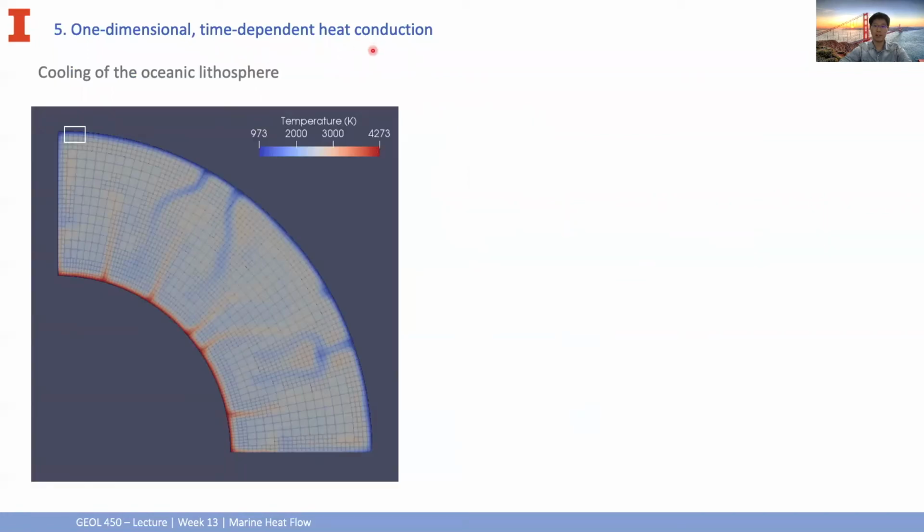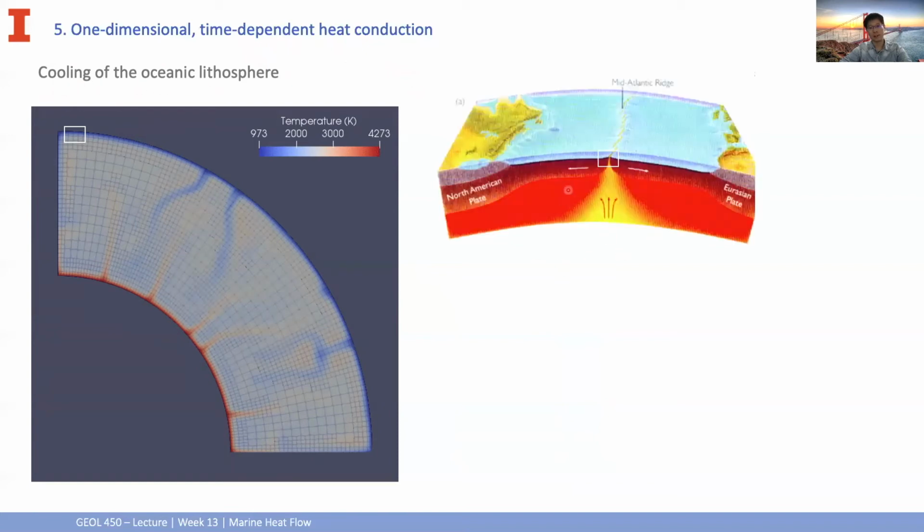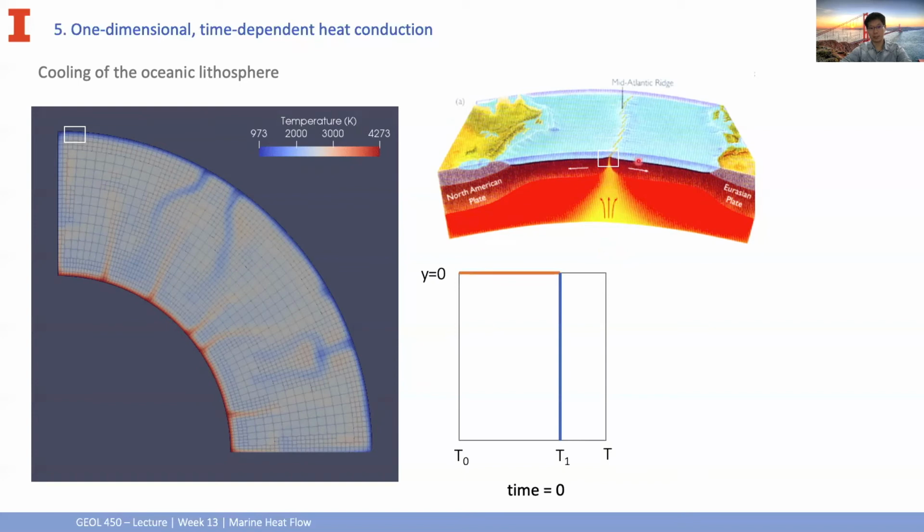Now let's use the time-dependent heat conduction equation to solve our real question for the cooling of the oceanic lithosphere. So here is the mid-ocean ridge. When the oceanic lithosphere plates are separated from each other, the mantle will upwell to fill this gap. So for simplification, we just neglect the crust since it's very thin. We only consider mantle. And we can see the top of the mantle has the temperature of the surface, which is 0 degrees. And all the mantle here, since it's from the mantle convection, has the same temperature, T1.